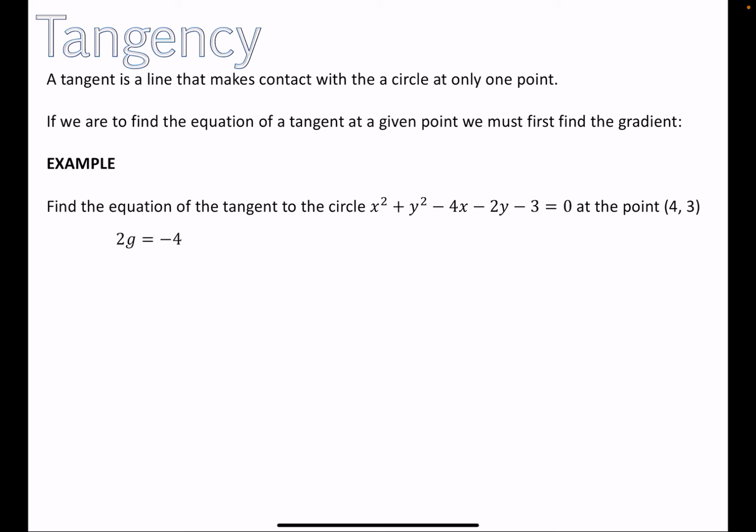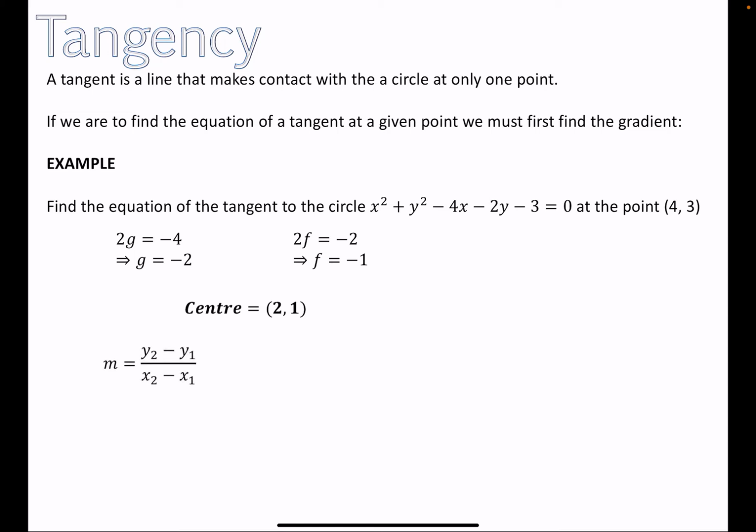So the first thing we want to do is find the center of this circle. So same as always, 2g is going to equal -4. g is equal to -2, 2f equals -2, f equals -1, in which case the center is (2, 1), okay? So that's the aspect that we've done so far. That's all we need. We don't need to go on and find the radius because it's just a length. It's not going to help us in terms of equations.